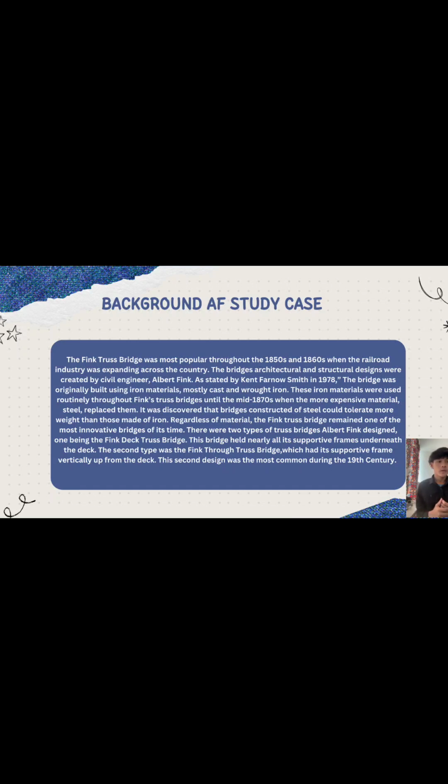There were 2 types of truss bridge Albert Fink designed, one of them being the Fink Truss Bridge. The bridge had nearly all the supportive frame under the deck. The second type was the Fink Through Truss Bridge, which had its supportive frame going vertically up from the deck. The second design was the most common during the 19th century.